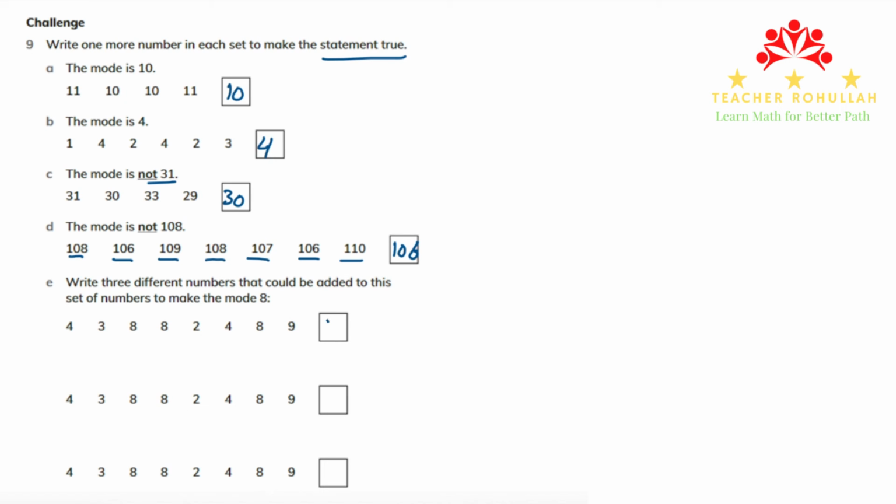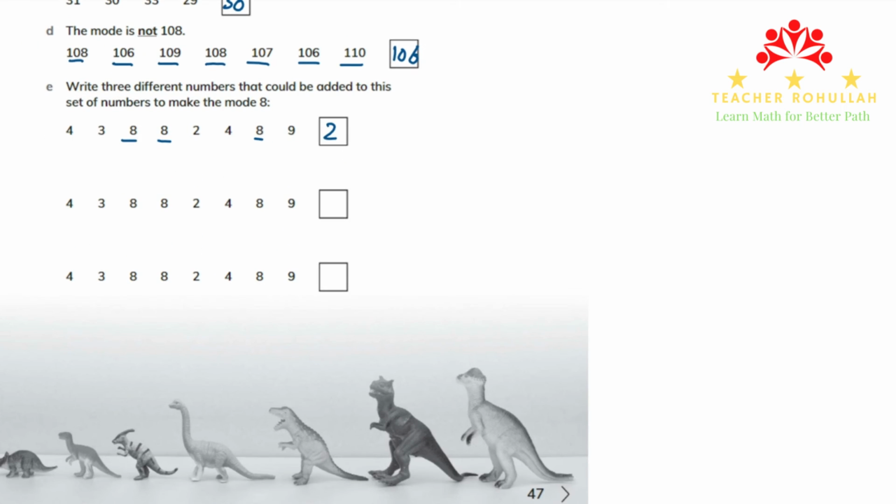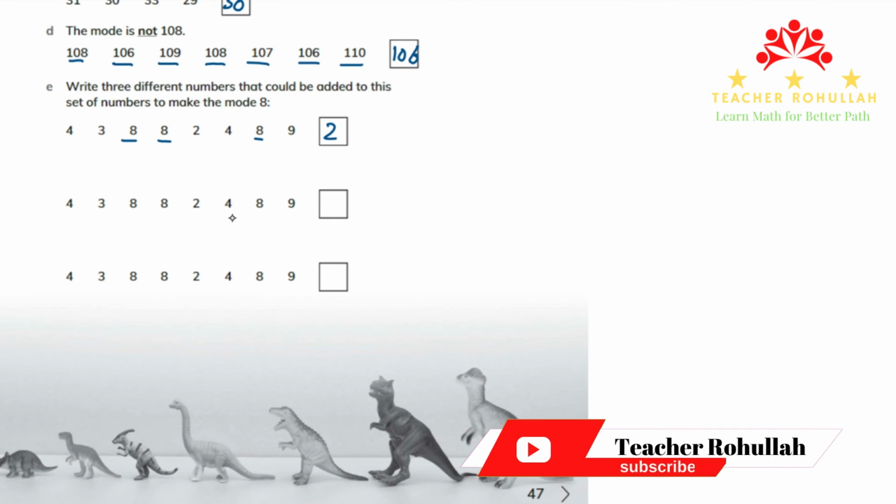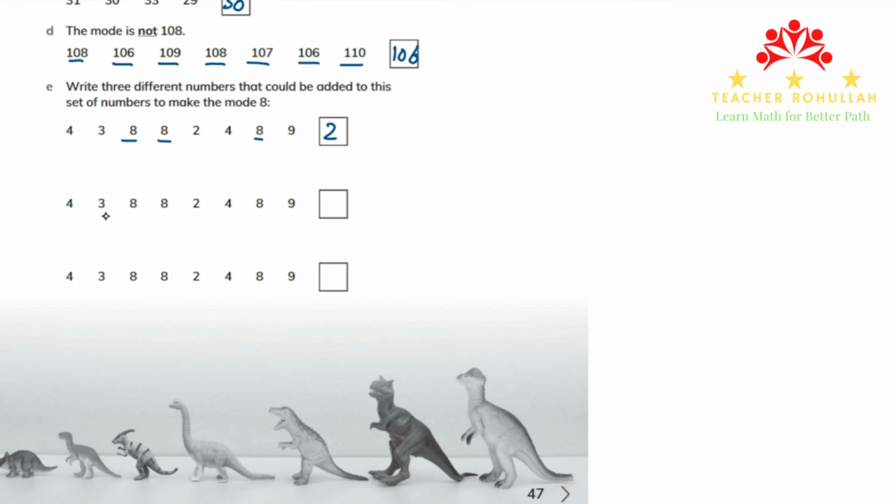If we write 2 over here, the mode is still 8. Why? Because we have 3 8s here. So we used 2 here, and the next one we have to use a different number. Let me scroll down. In the second one, we have 4, 3, 8, 8, 2, 4, 8, 9.